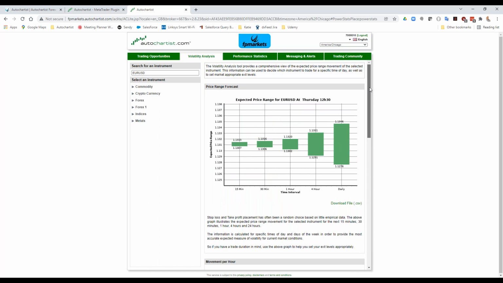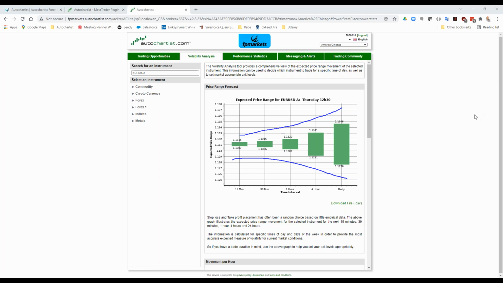And so this expected trading range screen that I'm showing you right now is the same information I just showed you on Meta. This is more of a real-time view of what the expected price ranges are, calculated based on the last 6 months history for that day of the week, for that time of day. I hope that all makes sense to you.